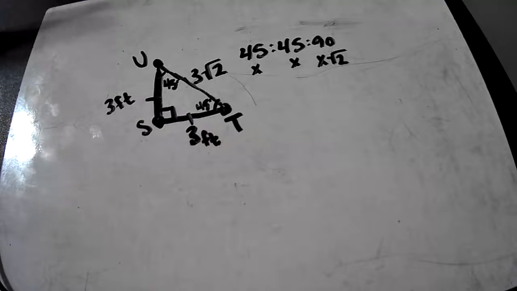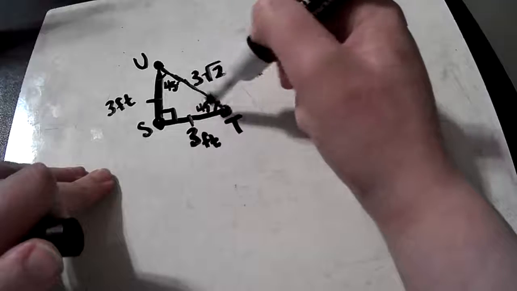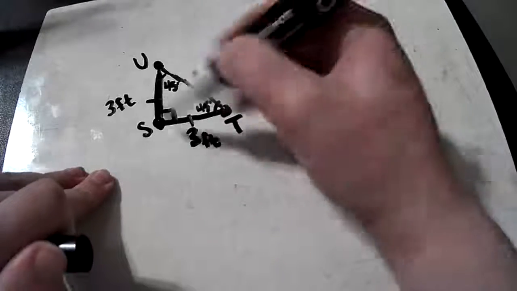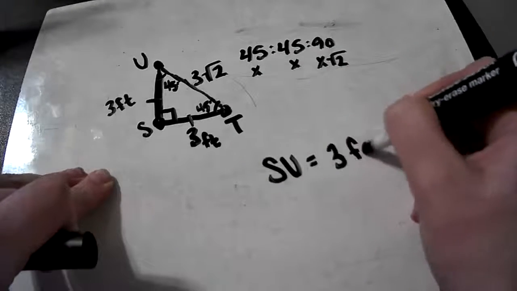All right, so when I look at my diagram, this problem asked me to find the length of SU. Well, SU was the other leg in a 45, 45, 90 special right triangle where one of the legs was 3 feet. Well, by default, the other leg, SU, must be equal to 3 feet.